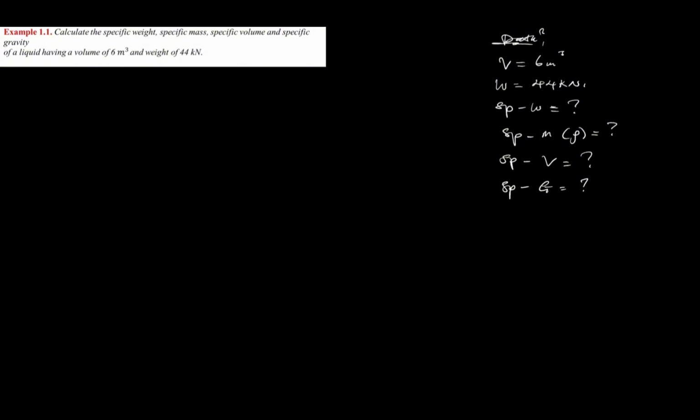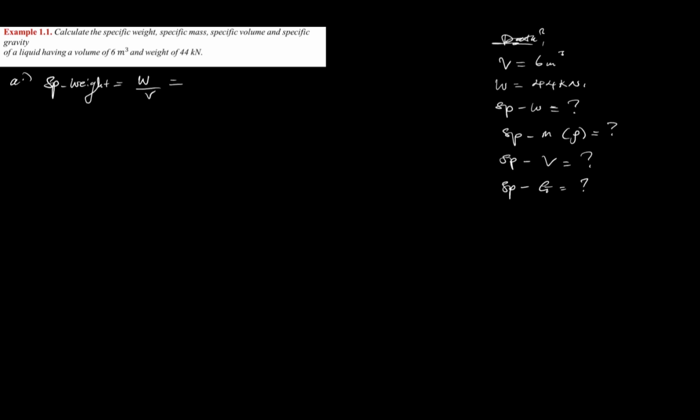We can start by first looking for what is known as the specific weight. So let's find the specific weight. But what is the formula for specific weight? Specific weight is equal to the weight of the fluid divided by its volume. So it's weight divided by volume.